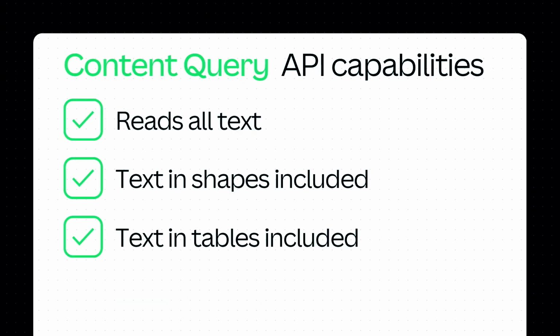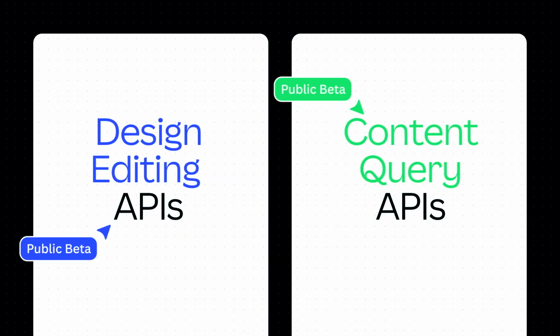The Content Query API, on the other hand, is specifically designed for text editing use cases and will enable you to read all text on the design, including those in complex elements such as tables and shapes. These APIs address some of the most highly requested features ever since we launched our Apps SDK last year. So we are super excited to bring these APIs to you as part of our public beta release.